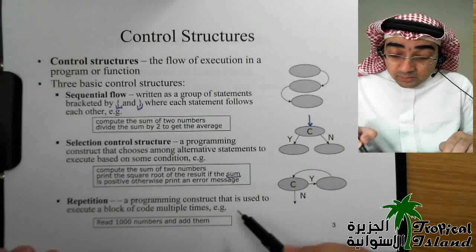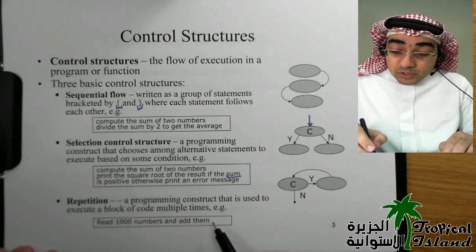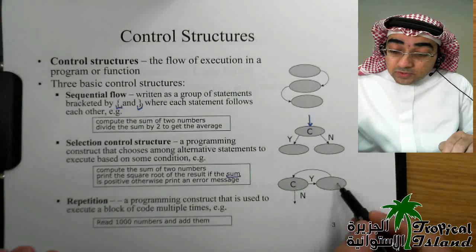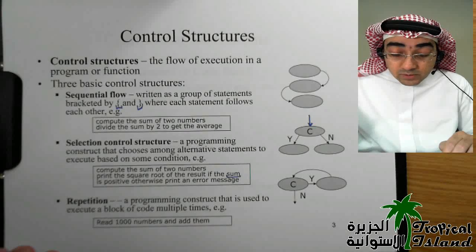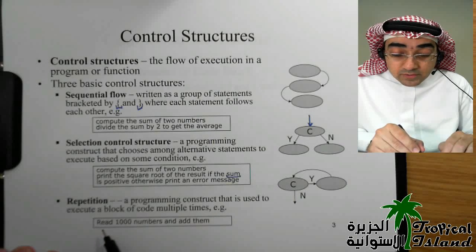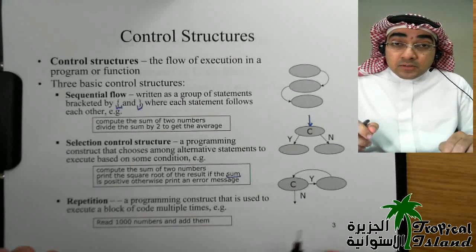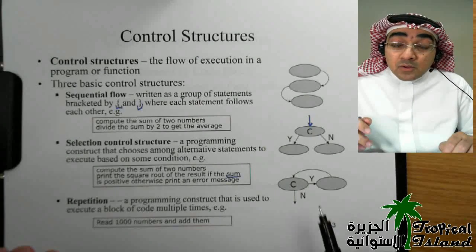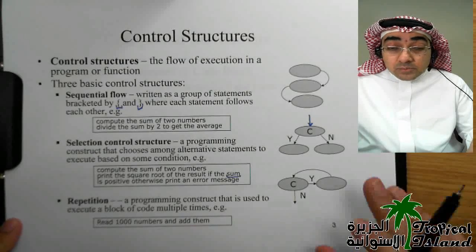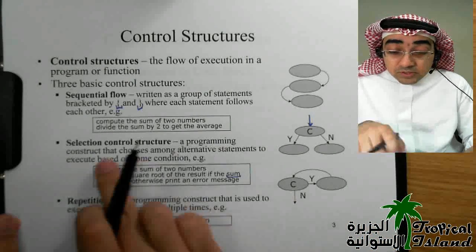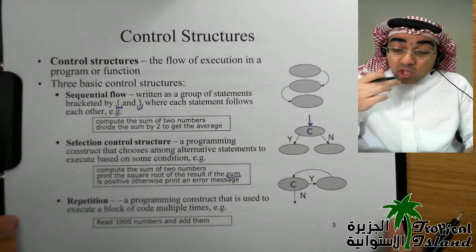A repetition is a program construct that is used to execute a block of code multiple times. In repetition there's a condition and you check it, and if the condition is true, you keep on repeating the statements until the condition becomes false and you get out. An example is you want to read 1000 numbers, so you get a number from a user, then another number, and you keep count, and when the count gets more than 1000, you get out of your structure. The repetition structures we're going to talk about in the next lecture, so I'm not going to touch upon them in this lecture, but we're talking about selection control structures where you can have a branching in your program.